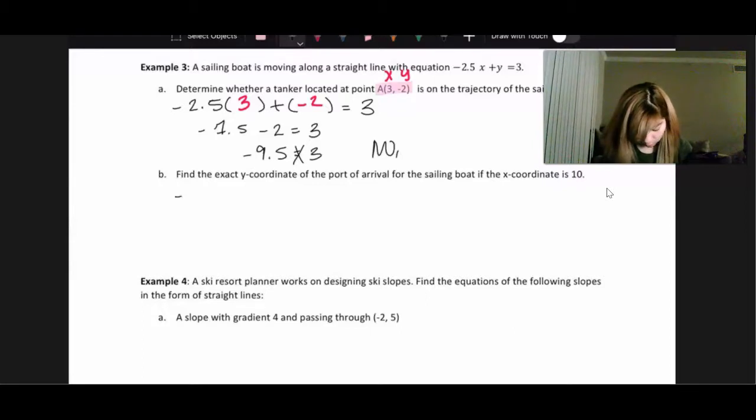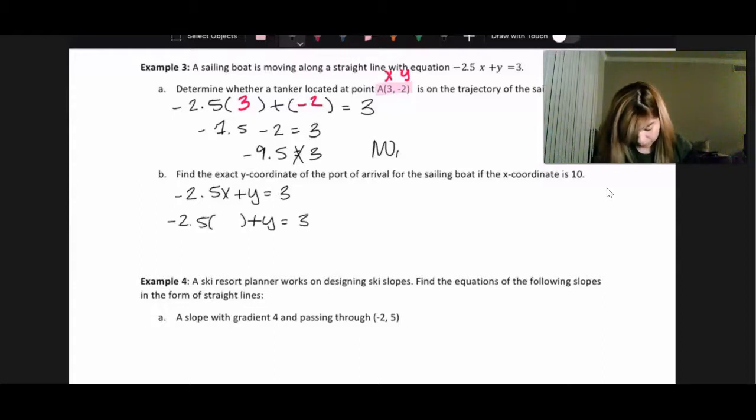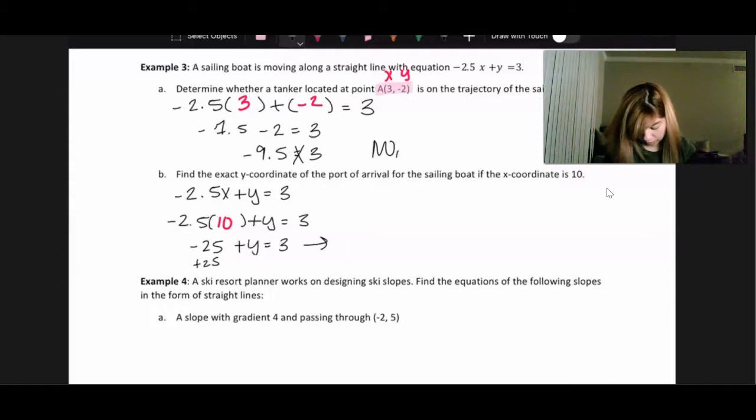So we're still using the same formula. Negative 2.5x plus y equals 3, except I know my x value. I need to find my y value. So my x value is 10, which is going to give you negative 25 plus y equals 3. You add 25 to both sides. So y equals 28. So that's all pretty simple so far.